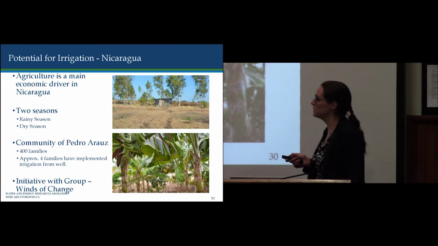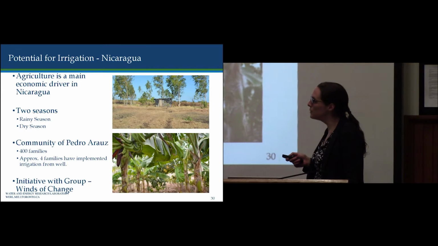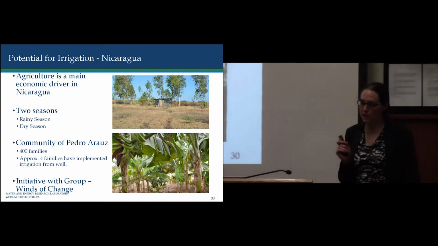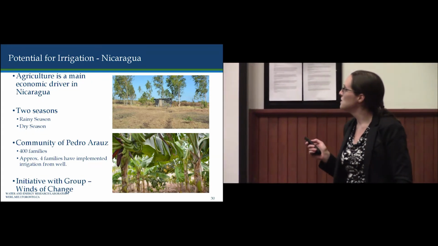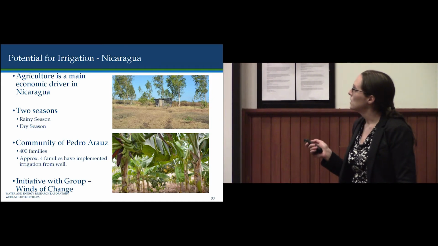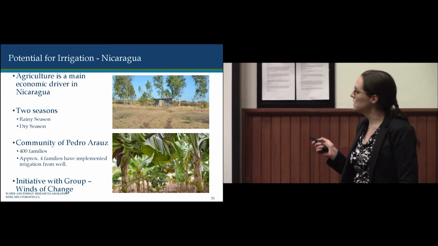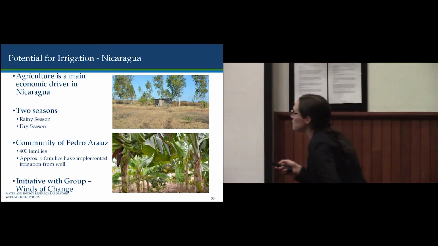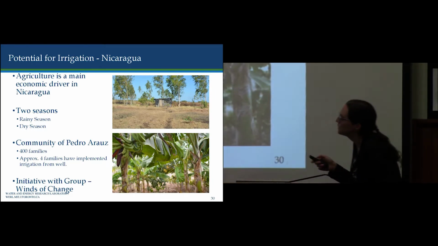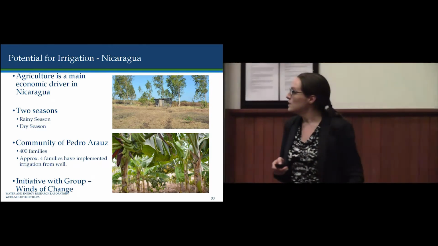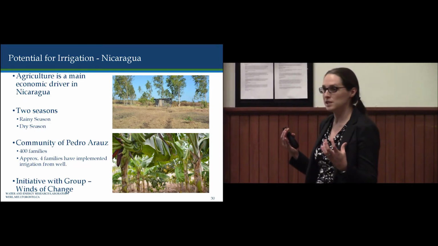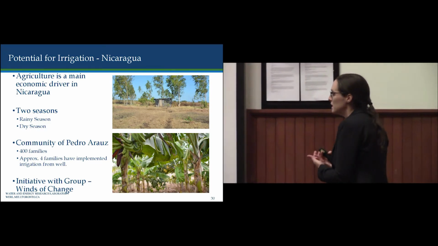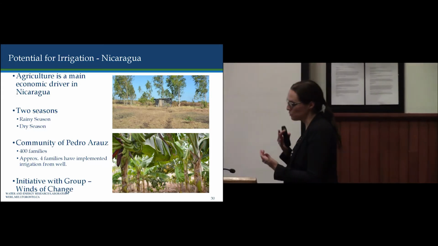And in Pedro Arauz, there were a few families who had implemented irrigation projects. And they were able to take land that looked like this and make it look like this. So it's not super bright here, but you can see there's actually bananas right here. So it can make a huge difference, especially in that dry season, right? So there is this group that we've been working with.